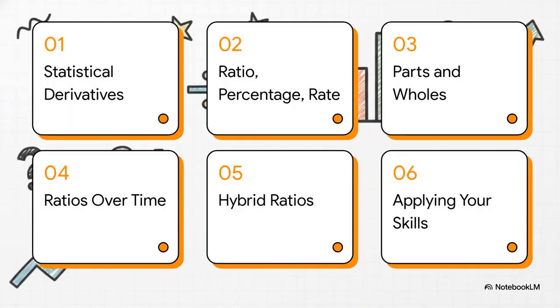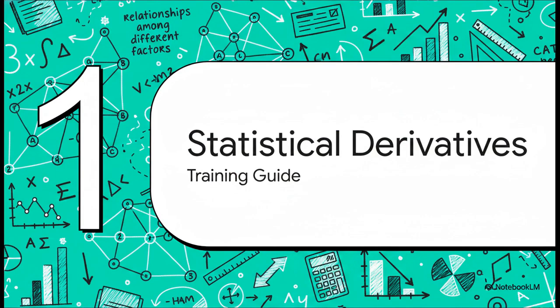So here's our roadmap for this masterclass. We'll start with a quick statistical derivatives training guide, move on to defining ratios, percentages, and rates, and then practice calculating parts and wholes. After that, we'll look at ratios over time, master hybrid ratios, and finally talk about applying your new skills. Okay, let's kick things off with Section 1, our Statistical Derivatives Training Guide.